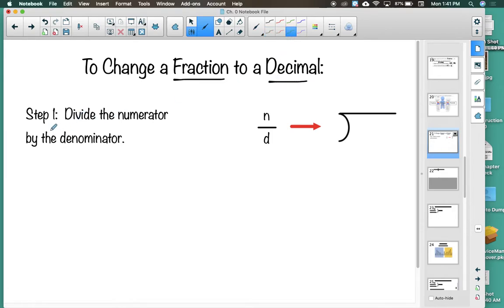Well, the only step you really need to know is to do some division. You're going to divide the numerator by the denominator. So if I start off with a fraction, n means numerator, d means denominator, the numerator goes inside the division house and the denominator stays outside. That gets mixed up by a lot of students because typically our denominator is the bigger number and they want to put the bigger number on the inside of the house. But no, don't do that. Numerator inside, denominator outside.